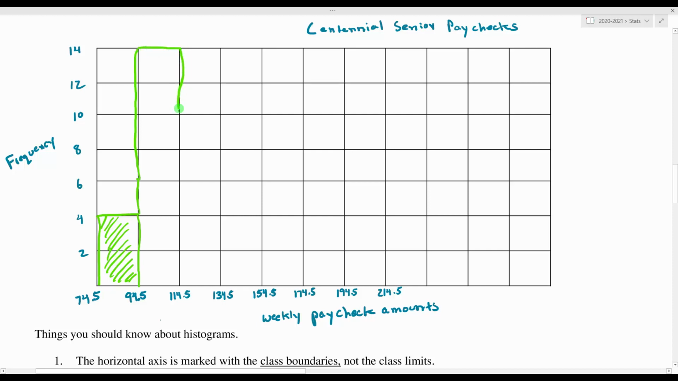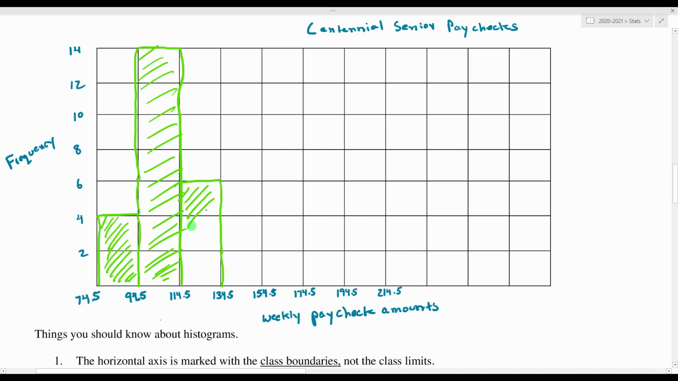Like I said, if you were doing this, you would be using a ruler and coloring it in a lot nicer than what I'm doing here. So there's our second bar. I'm going to do one more bar, and then we'll fast forward a little bit. The third class, going from 115 to 135, according to our frequency table, had 6 paychecks. So I draw my next bar like this. Oops.